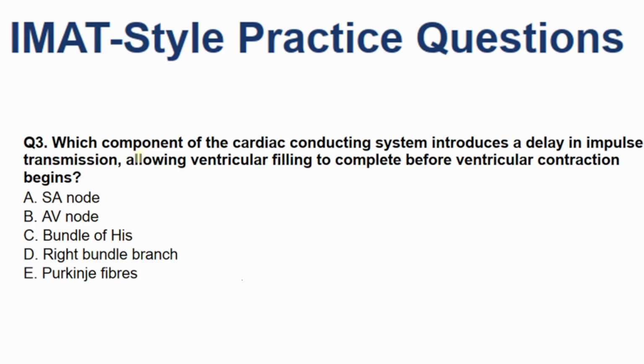The question asks which component of the cardiac conducting system introduces a delay in impulse transmission, allowing ventricular filling to complete before ventricular contraction begins. The correct answer is option B, the AV node or atrioventricular node.